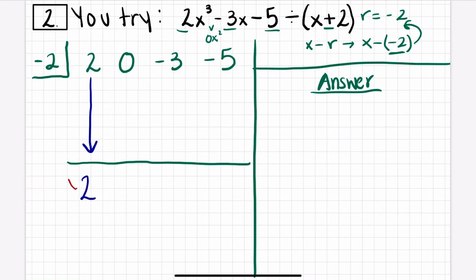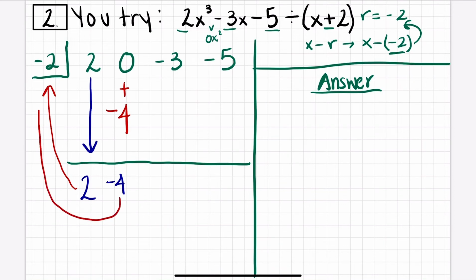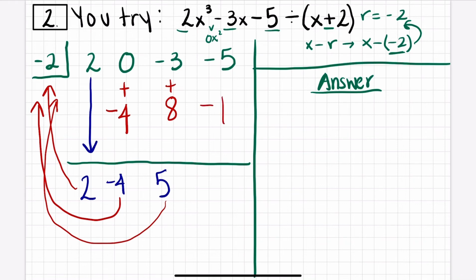Now we just multiply. So 2 times -2 gives us -4. And we add 0 plus -4, which gives us -4. Then we multiply -4 times -2, which gives us 8. And we add these together. Negative 3 plus 8 gives us 5. And finally, we multiply 5 by negative 2, which gives us negative 10. When we add those together, it gives us negative 15. And we have found our coefficients that are going to go with our x's.